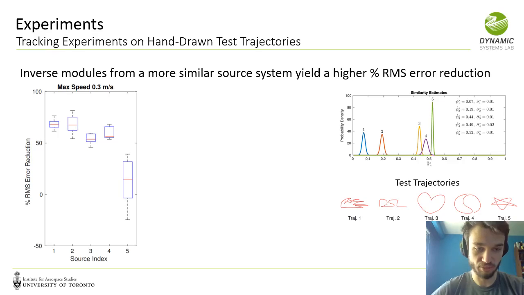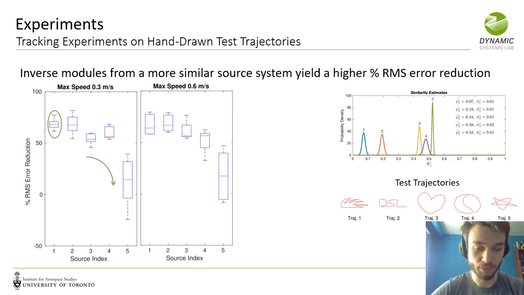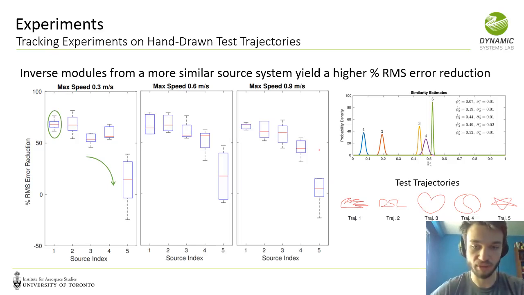When using an inverse module from source 1, we achieved the highest RMS error reduction relative to the baseline tracking performance of the target robot without any transfer. And we observe a general correlation that using the inverse module from more dissimilar source systems gives worse transfer performance, which is made even more evident as we increase the speed of the trajectory, making it more aggressive.